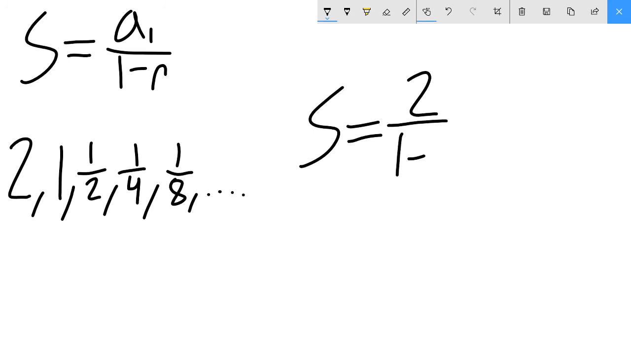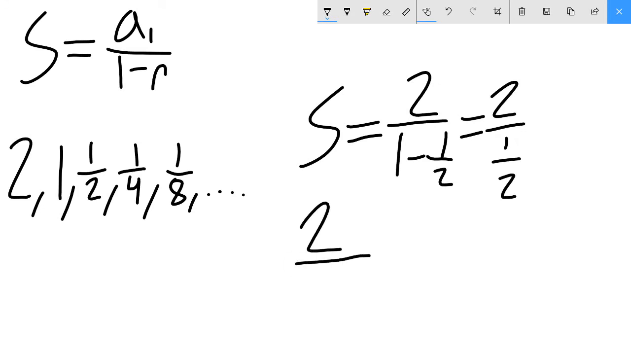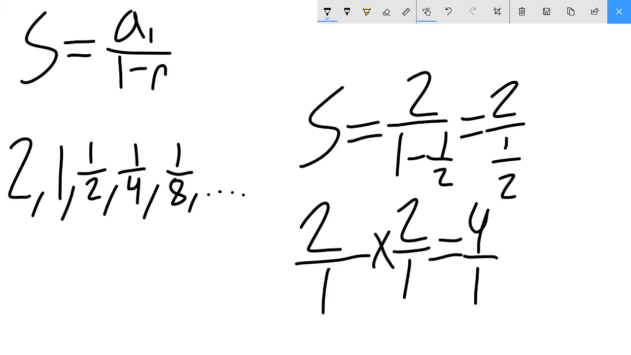If you can't figure out the logistics of that, just think about it a bit. I'm sure you'll understand. So 1 minus 1/2 is equivalent to 1/2. So we get 2 divided by 1/2. When you divide a number by a fraction, you flip it around. So 2 is equivalent to 2 over 1. And when you divide it by 1/2, which is 1 over 2, you just multiply it by the flip side. So 1 over 2 flipped is another 2 over 1. So you end up with 4 over 1, which is equivalent to 4. So the sum of all the terms in this geometric sequence is 4.